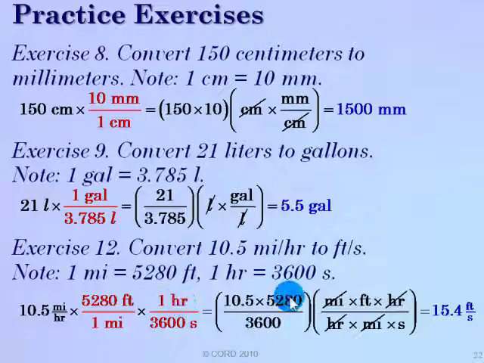Then we group all the values together, multiply 10.5 times 5,280 divided by 3,600. The result will be 15.4. And we group all the units together, and sure enough, the miles will cancel and the hours will cancel, leaving us with feet per second in our result. And our resulting answer then is 15.4 feet per second.